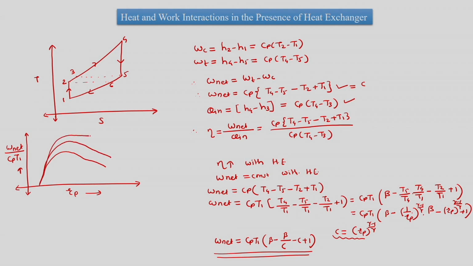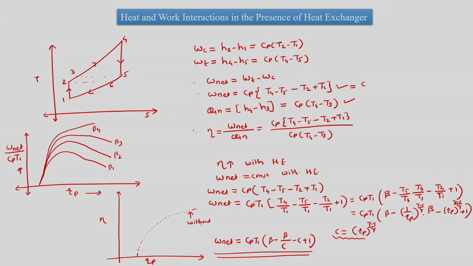This is the plot for different betas. So this is beta 1, this is beta 2, this is beta 3, and this is beta 4. Parallelly, if we plot efficiency versus Rp, then we can see that first we will plot the efficiency for the Brayton cycle without heat exchanger. This is without heat exchanger.